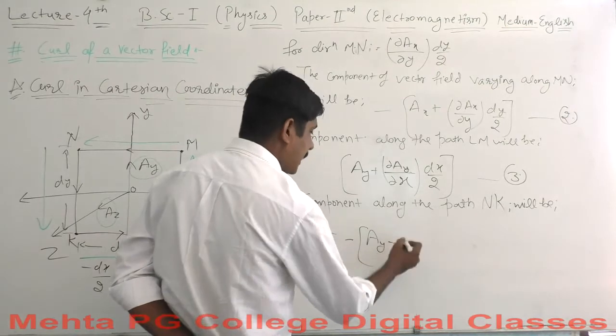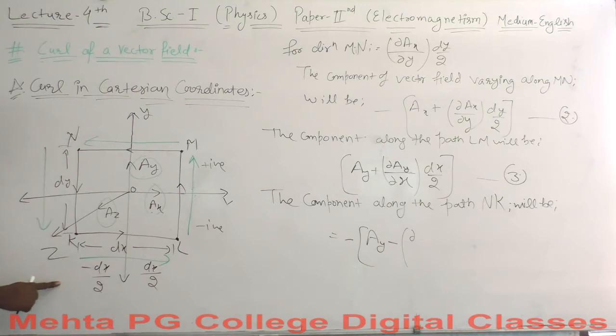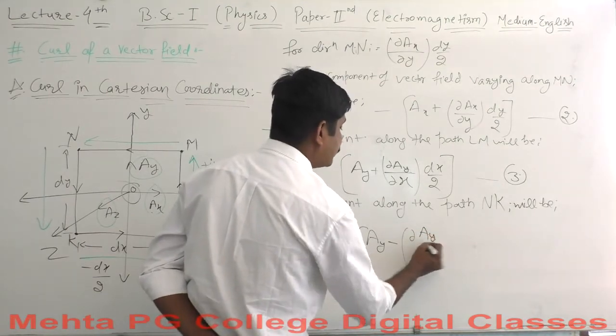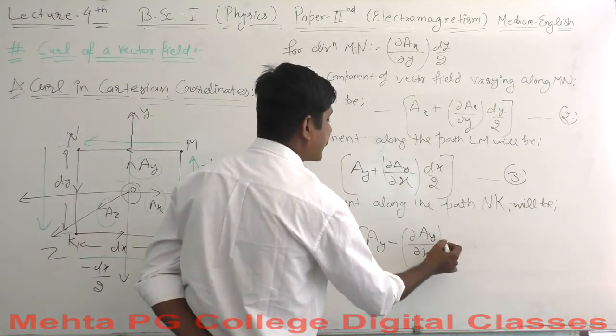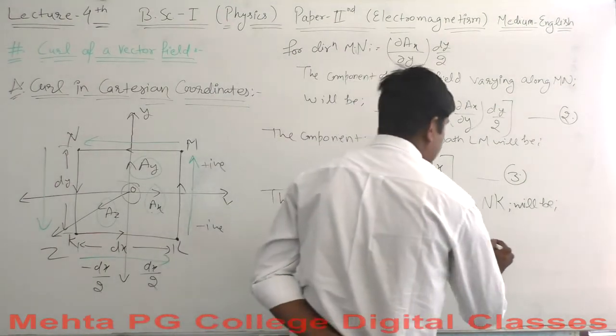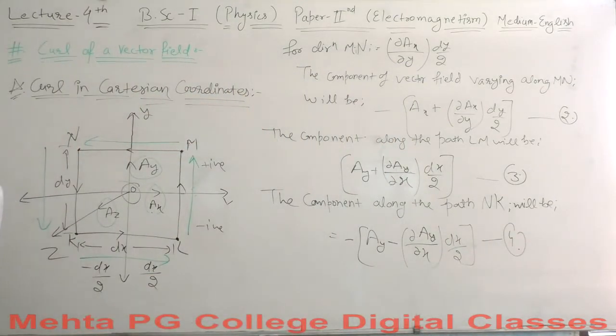Ay, again it will be minus here because the line NK is situated at a distance minus dx by 2 from the origin. So minus curly Ay over curly x dx over 2. This is equation 4. The components of the vector field changing in various directions have been written.